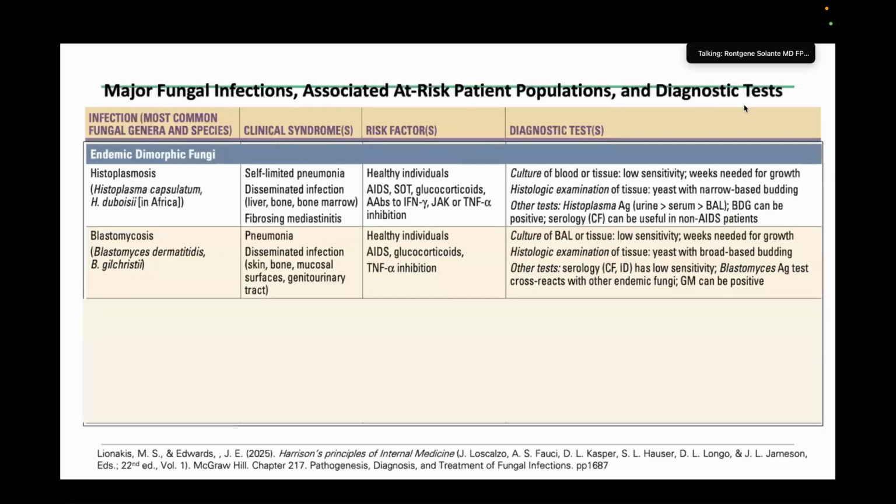Again, just like your other endemic dimorphic fungi, it's the culture of the tissue or the bronchoalveolar lavage in patients with pneumonia. Again, it has a very low sensitivity. You need to get tissue for you to isolate and diagnose and confirm with the presence of your yeast with broad-based budding, just like your histoplasma. So the difference here is that your histoplasma has a narrow-based budding, while your blastomycosis has a broad-based budding of your yeast cells. And then you also have your blastomyces antigen, which is also an antigen that is specific for blastomycosis. But again, it can have a cross reaction and can be positive also with your histoplasmosis.